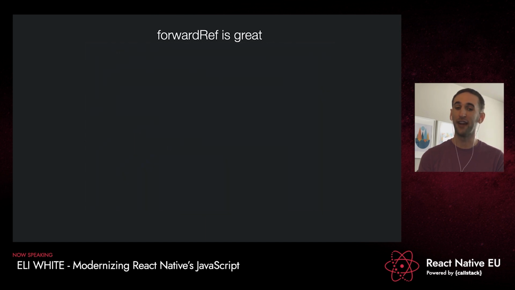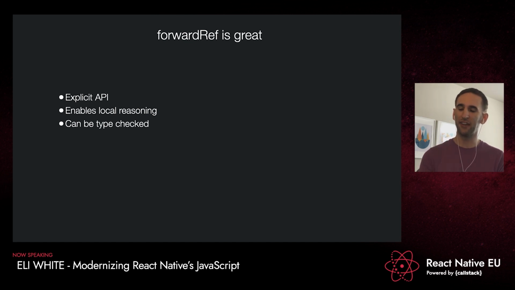So forward ref is great, and it solves a lot of the problems that we have with findNodeHandle. It gives us an explicit API and enables local reasoning. You can understand the code that you're changing. You can see that your component is attaching a ref to a certain component, and as you move things around, you can keep that being connected. Forward ref can also be type checked, so you know that when you attach a ref to my product, you're actually getting back a native view ref.